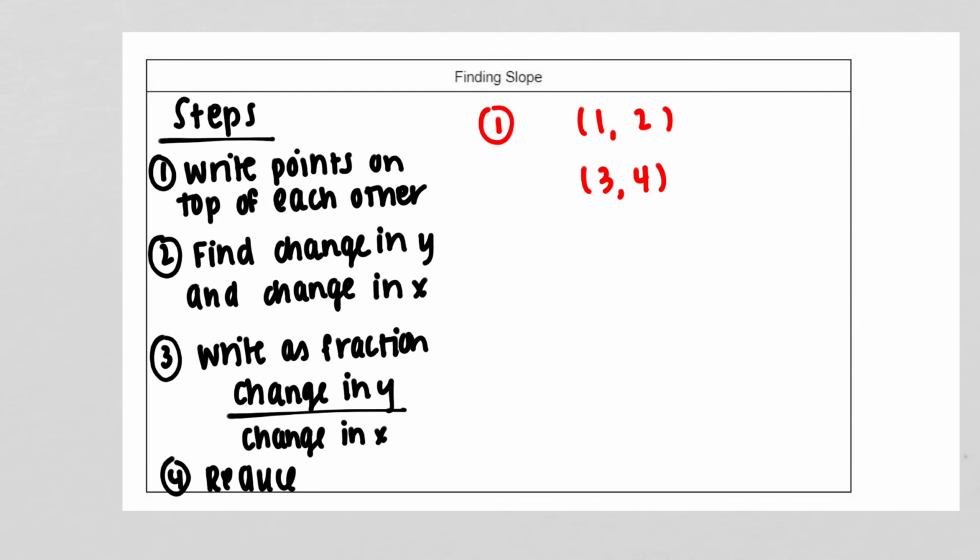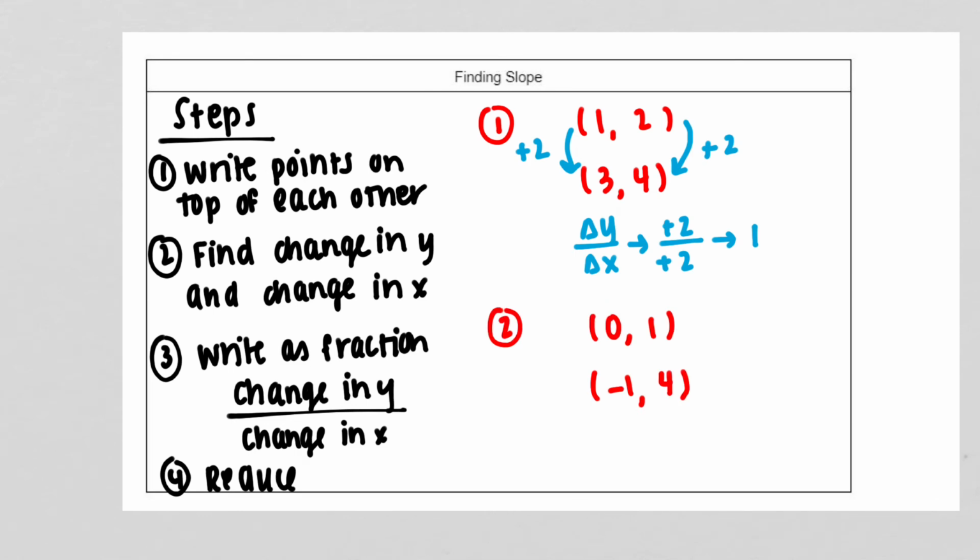So the first example we're going to do is we're finding the slope between (1, 2) and (3, 4). So step 1, write points on top of each other. This is already done. Step 2, we're going to find the change in y and the change in x. What that means is I need to see how I go from 2 to 4, I add 2, and how I go from 1 to 3, I also add 2. Now I'm going to write my slope as change in y over change in x. Those are those numbers we just found. My change in y is positive 2 over my change in x is also positive 2. I now need to reduce this, 2 divided by 2, or you can plug it into your calculator, and I find out that my slope is just 1.